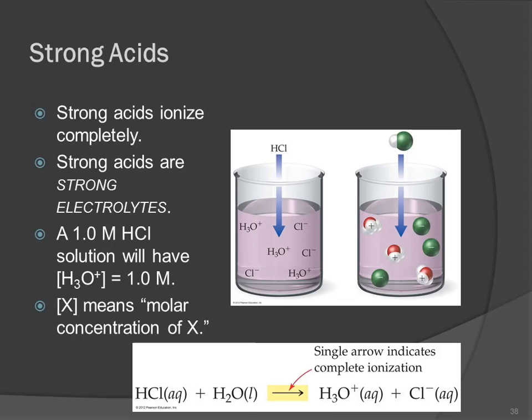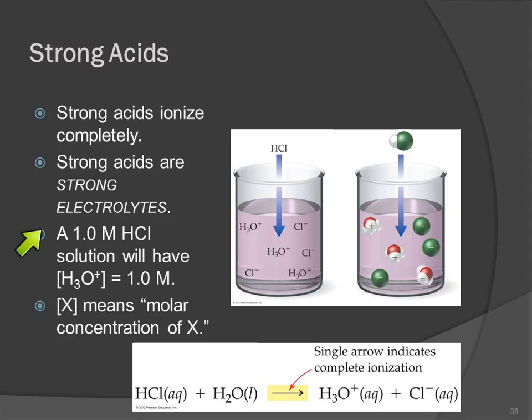Strong acids are strong electrolytes. When we did the conductivity demonstration in lab, we did HCl. And HCl made the light bulb burn very brightly. It's a strong acid, it's a strong electrolyte.